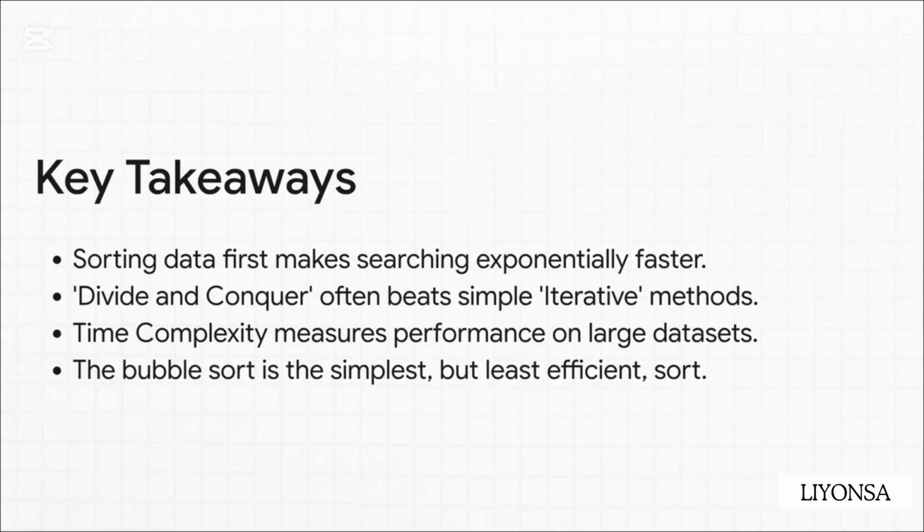So what are the big takeaways here? First, that upfront work of sorting your data pays off big time when it's time to find something. Second, the strategy you pick really, really matters. That divide and conquer approach almost always blows the simple step-by-step methods out of the water. And finally, that efficiency rating, that time complexity, is what separates the algorithms that literally power our modern world from the ones that are just good for a lesson.